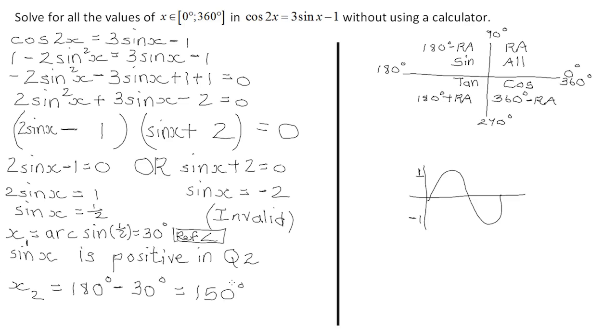And once again here, people, you can even test your answers. You can first put in the 30. That means cos of 60 is equal to 3 sine of 30 minus 1. You will see left-hand side, right-hand side. And you can also put in the 150. Substitute x with 150, and you will see whether your left-hand side equals your right-hand side, to test whether your answers are correct.